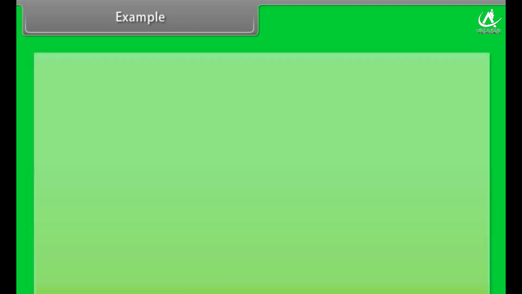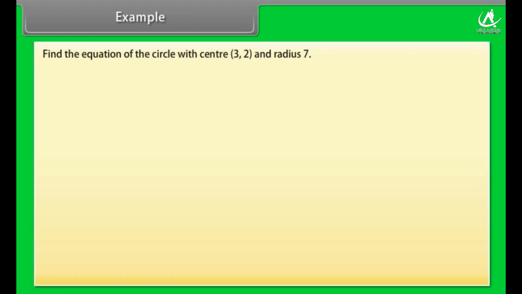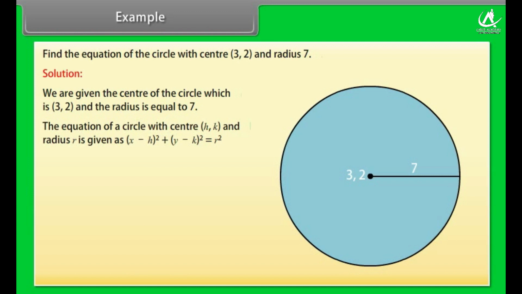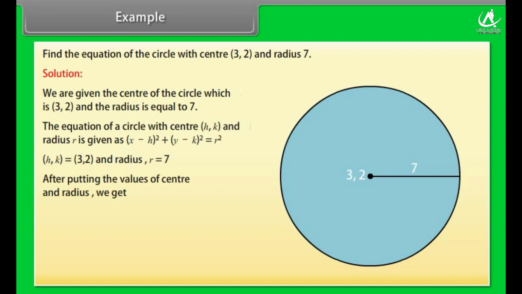Example. Find the equation of the circle with center (3, 2) and radius 7. Solution. We are given the center of the circle which is (3, 2) and the radius is equal to 7. The equation of a circle with center (h, k) and radius r is given as (x - h)^2 + (y - k)^2 = r^2. h and k are equal to 3 and 2 and radius r is equal to 7. After putting the values of center and radius, we get (x - 3)^2 + (y - 2)^2 = 7^2.